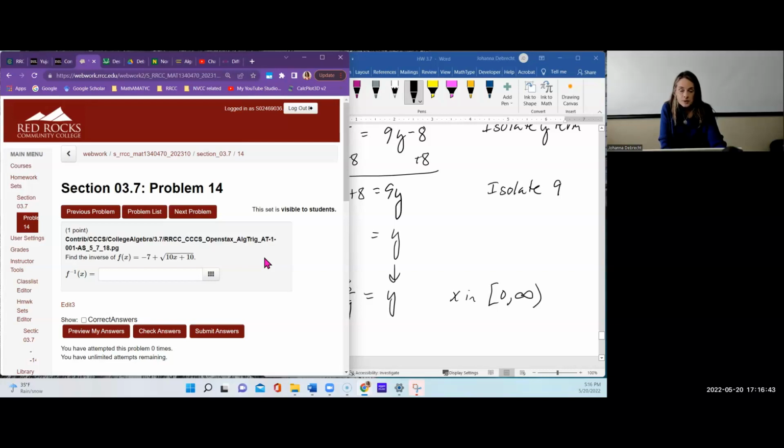I hope this helps to explain what inverses are and how you can find them algebraically, how you can find them graphically, and how you can find them by swapping the points on an ordered pair. After this, we'll be moving on into the next chapter we cover, which is chapter 5.